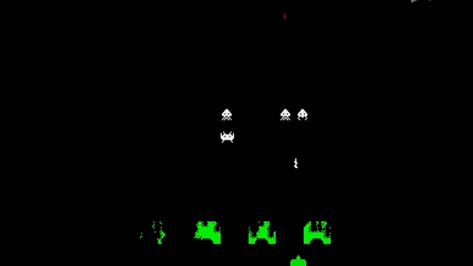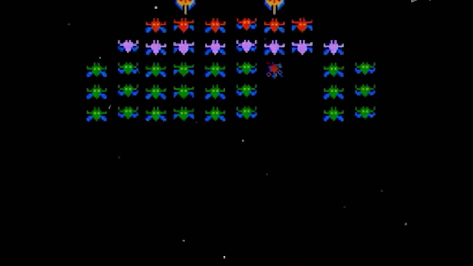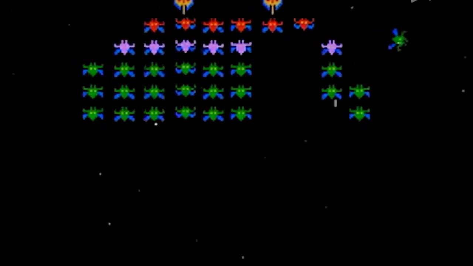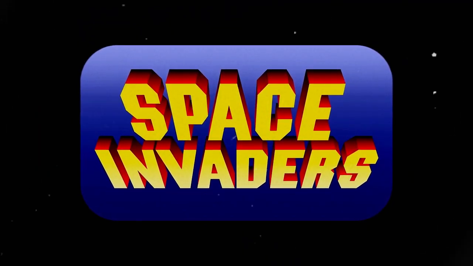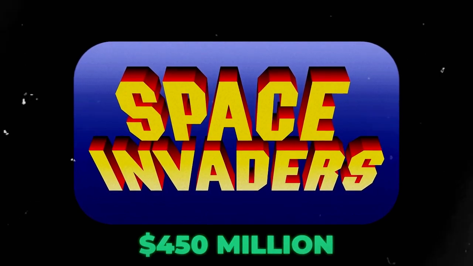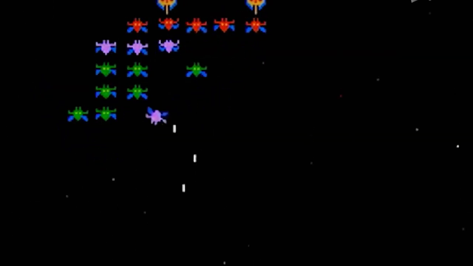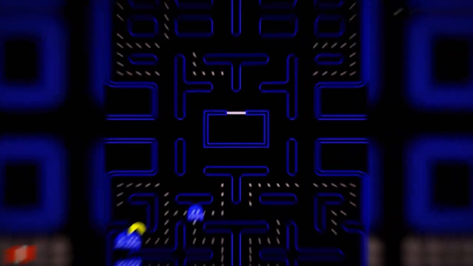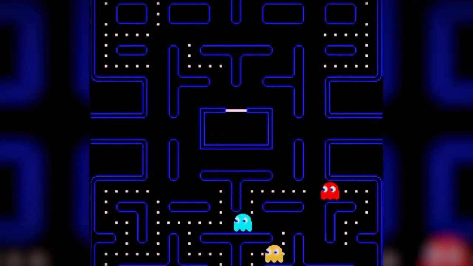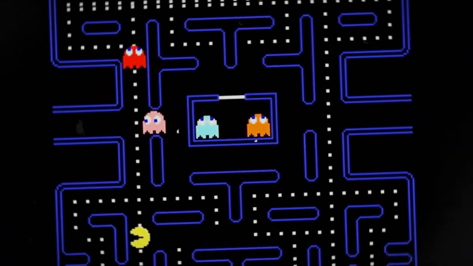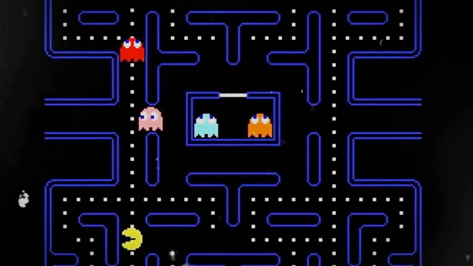This period witnessed a significant improvement in video game graphics, moving beyond basic lines and dots to colored graphics. Space Invaders, with its net profit of $450 million, became one of the most successful games of all time. By the early 1980s, colored graphics had become the norm, with games like Pac-Man making a lasting impact.